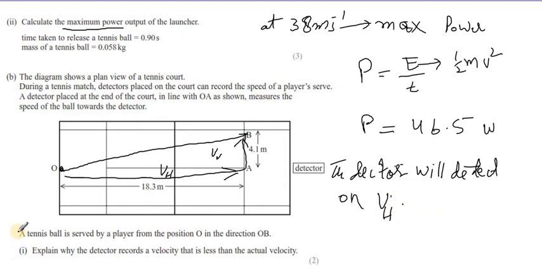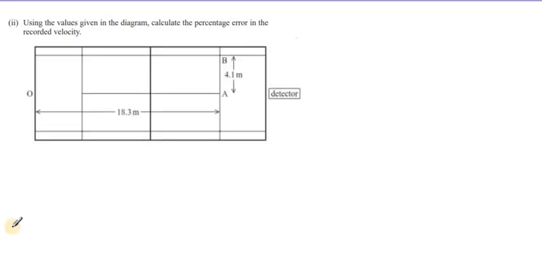Okay. Next, using the value given in the diagram, calculate the percentage error in the recorded velocity. So in the diagram, you need to calculate the percentage error. You have two choices. One, you can calculate the actual velocity and recorded velocity, and find the percentage error. For me, it's easy to find the distances because if you see, it's 8.3 and it is 4.1.